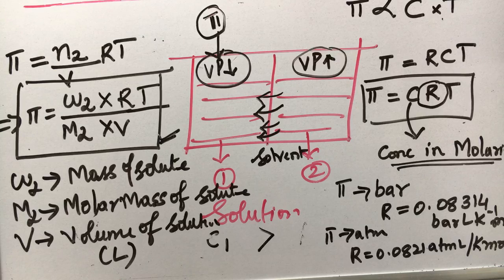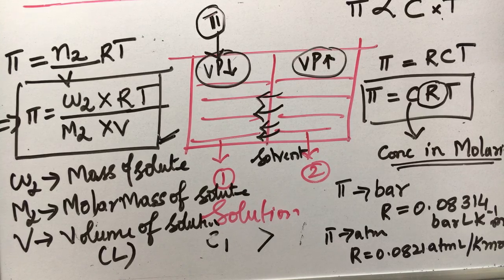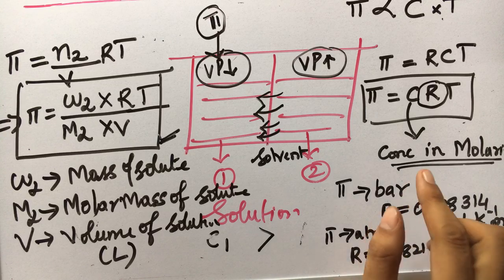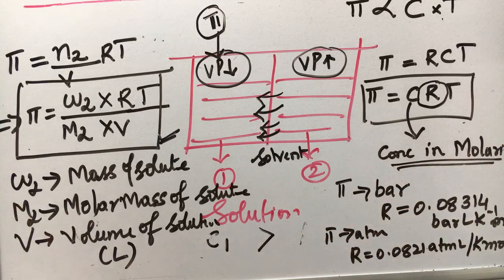These are the very, very important four colligative properties we have studied. RLVP, relative lowering of vapor pressure. The second one was elevation in boiling point, the third one was depression in freezing point, and the last one was osmotic pressure, where we studied the concept of what osmosis is, then what osmotic pressure is, then the mathematical formula for pi. Pi is equal to W2 into RT divided by M2 into V. If you remember pi is equal to CRT, then everything can be memorized, where C is the concentration in moles per liter.